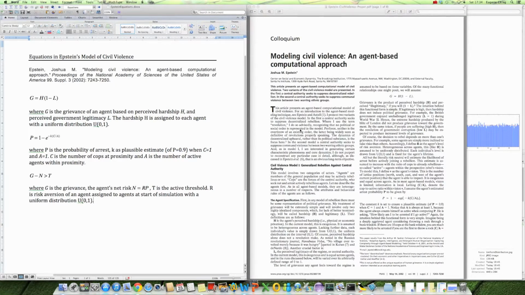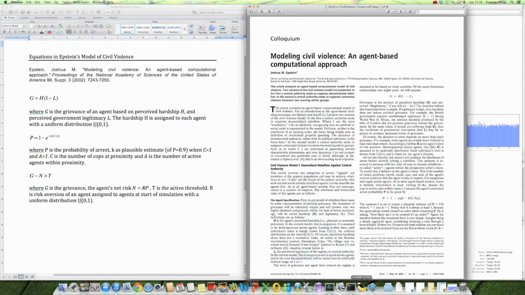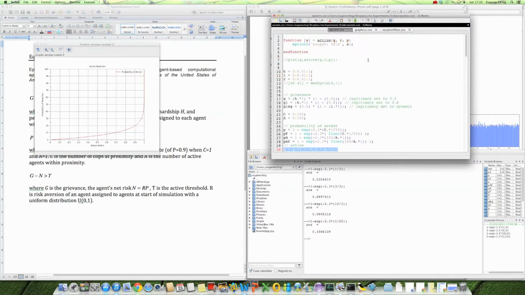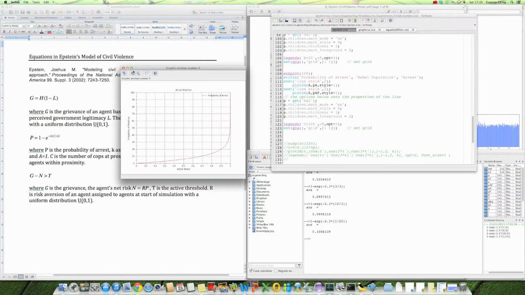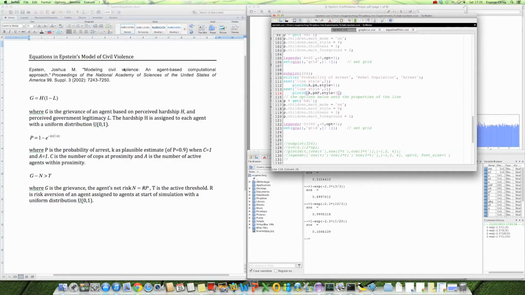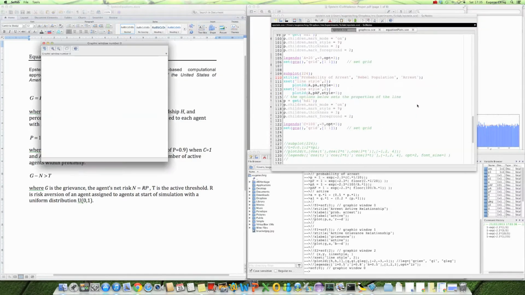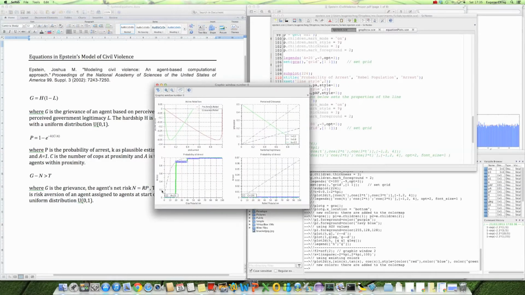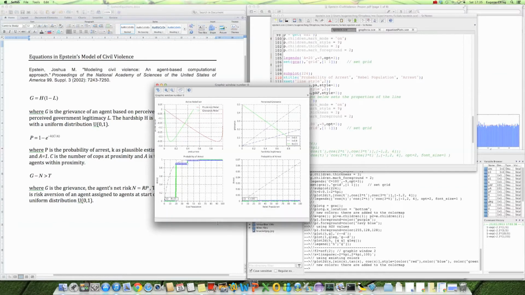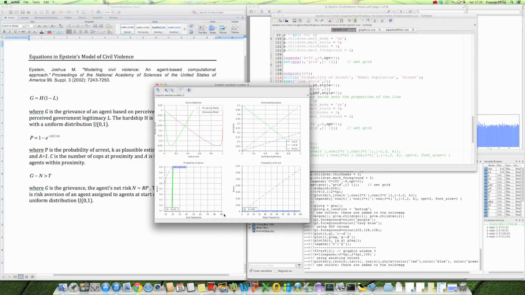Okay, now the next step is to look at some of the graphs that have been generated. So let's go back to Epstein's graph. These are the code that generates the graphs, so we can have a look. Let's close this. Okay, so this graph shows the probability of arrest based on the cop population. Of course, the higher the number of cops around, the higher the probability of arrest.